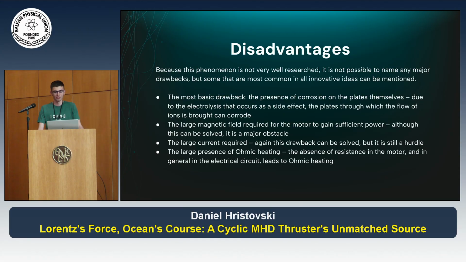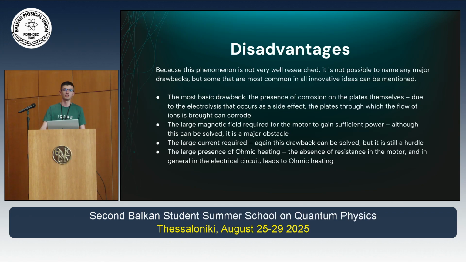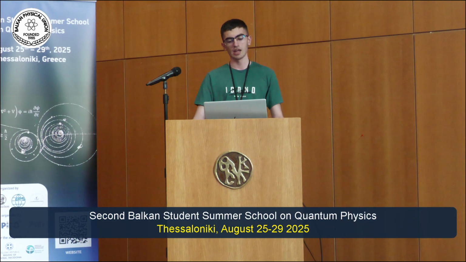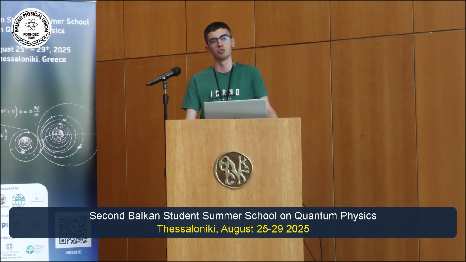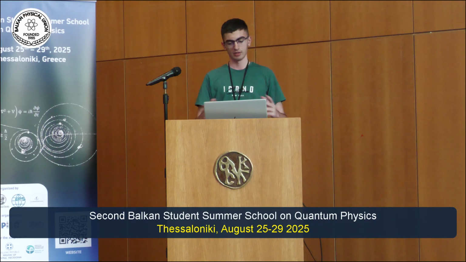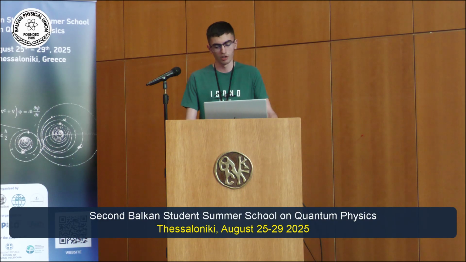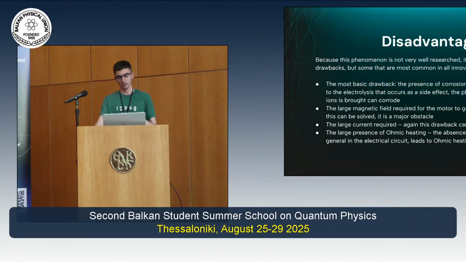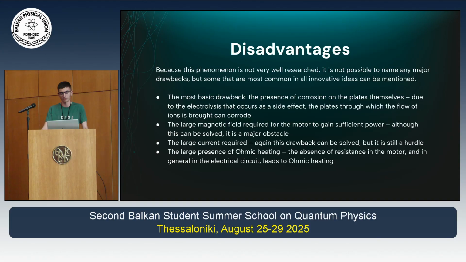And the large presence of ohmic heating. Ohmic heating is not talked about that much, and it's a type of heating that occurs at the power unit. Because of the low resistance of the circuit, most of the power is drawn and is used on the power unit itself. And so, in the absence of resistance, the motor and in general the electric circuit is overheated.